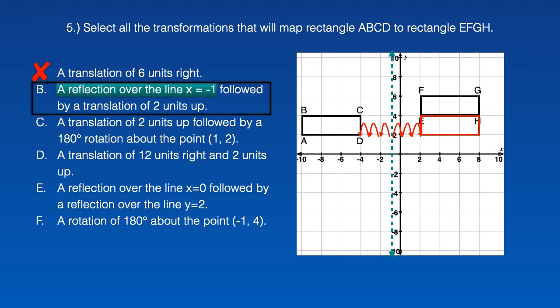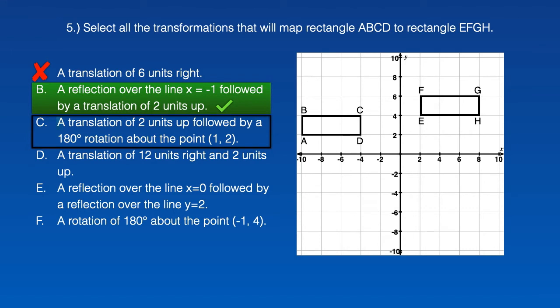Okay, now let's look at the second part. The second part is a translation of 2 units up. So let's move our rectangle 2 units up, and you can see that it matches up. So this is a correct answer. Okay, letter C, a translation of 2 units up. So let's do that. Let's move the rectangle 2 units up. And then we got to follow it with a 180-degree rotation about the point 1, 2.